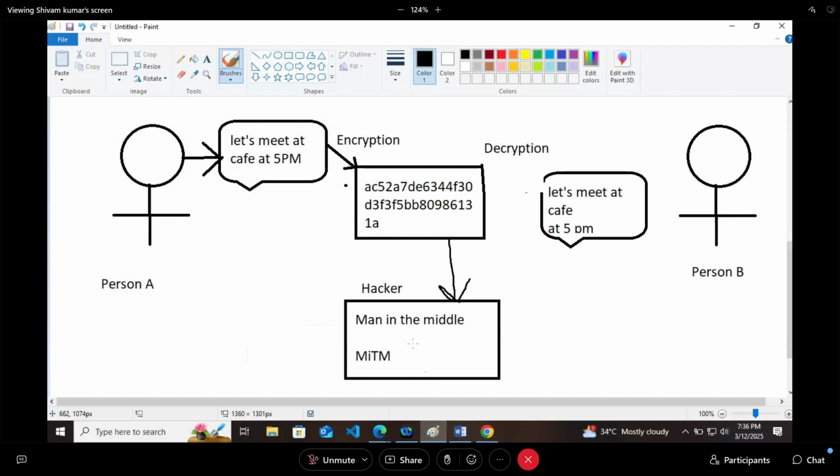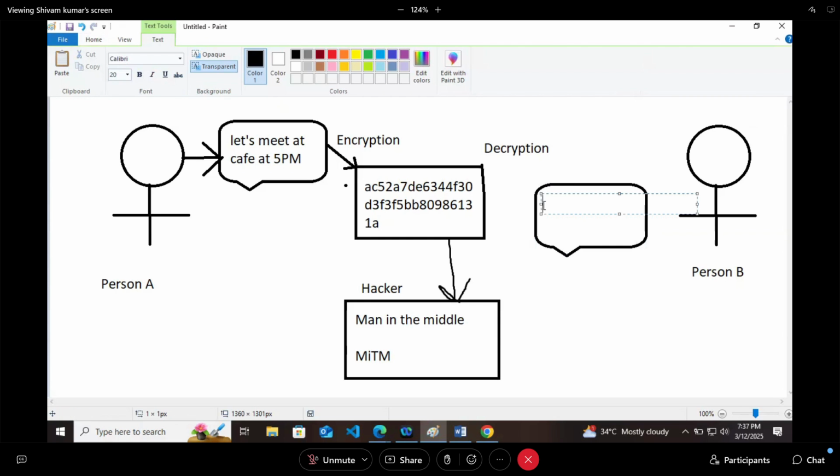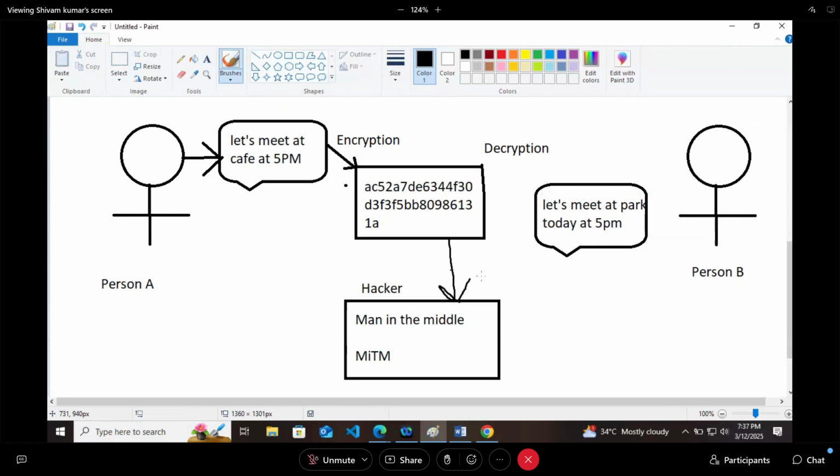So what these hackers started doing was writing a custom message. They don't know what this message is. Delete the entire message. If you are not able to read it, delete the entire message and write another message that you want to write. So you have written a message: let's meet at park today at 5 p.m.